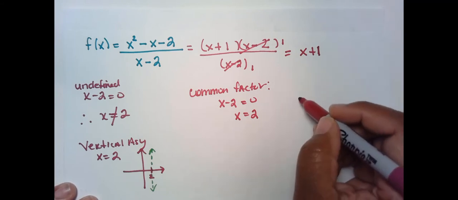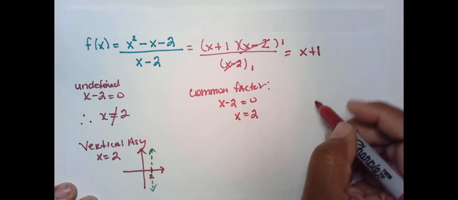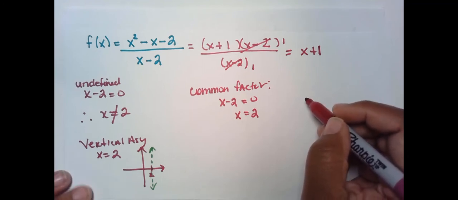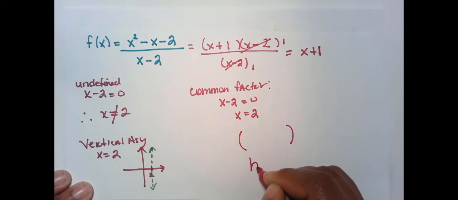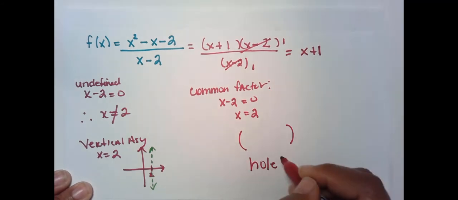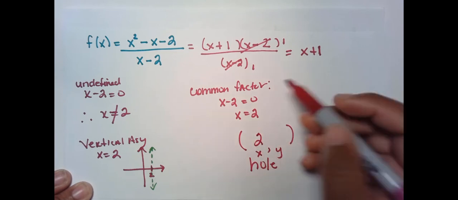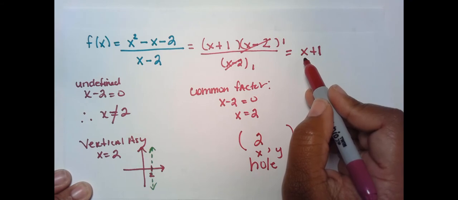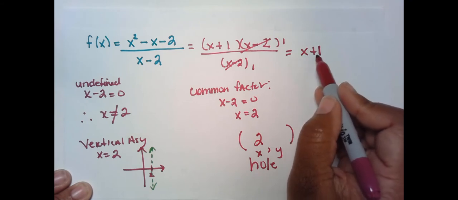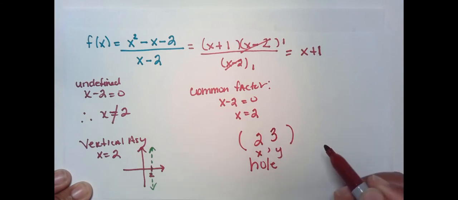So what I want to do is find this ordered pair. Where would this hole be? To find the ordered pair for the hole, we're going to write it as an ordered pair. We have x, which is 2. We're going to go back to our solution here that we found, x plus 1, and substitute 2 in for x. So 2 plus 1 gives us 3.